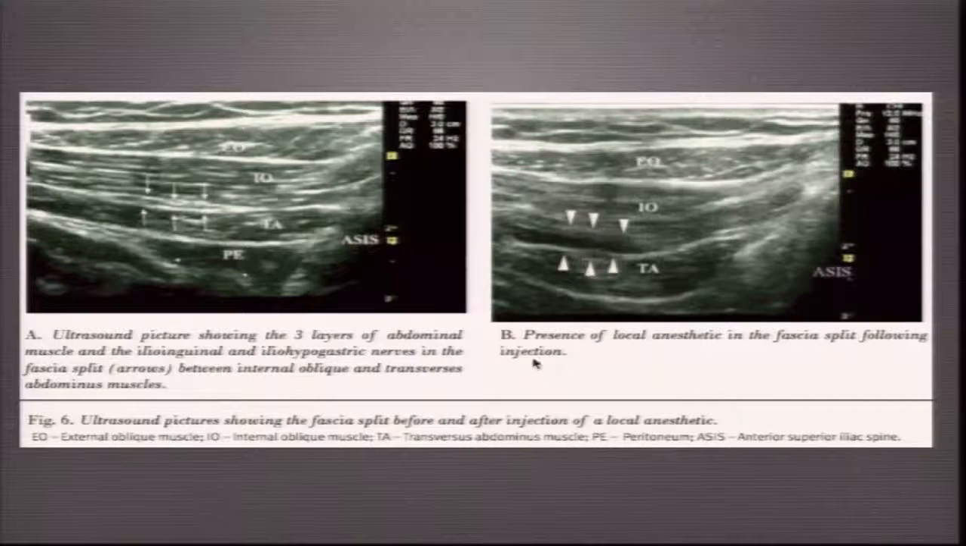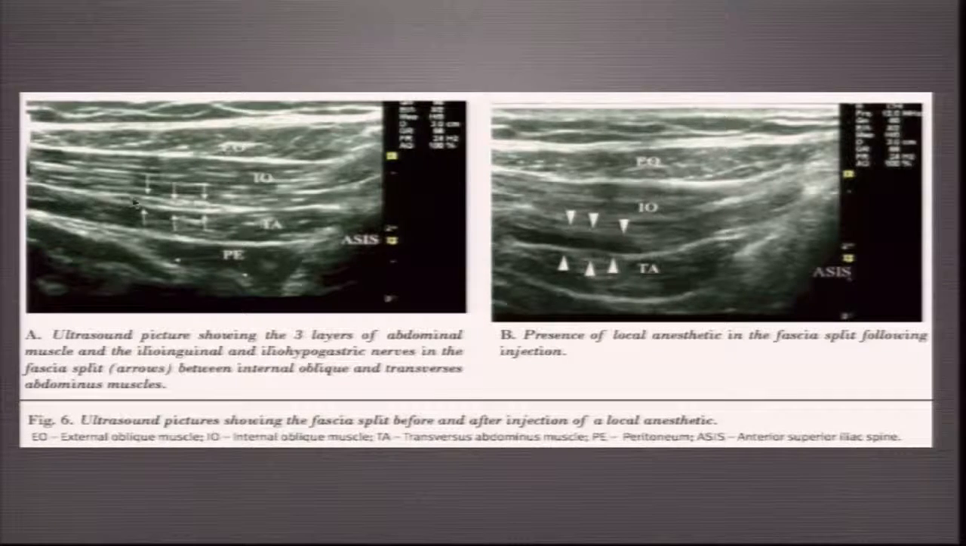In this image, you can see the peritoneum deep and the ASIS as the reference point, and you have three layers above that: the transversus abdominis, the striated muscle, with a fascial plane separating that from the internal oblique, another fascial plane, and the external oblique lying on top of that. These layers are easy to visualize because they have distinct fascial separations between them.